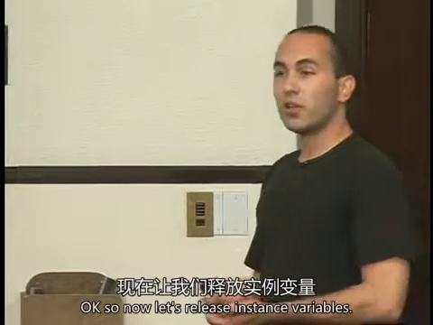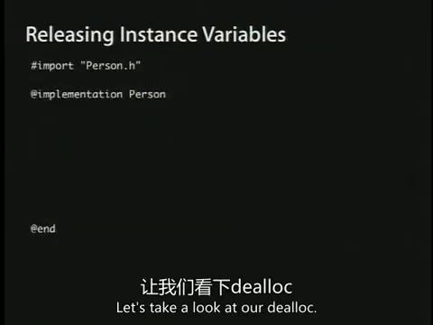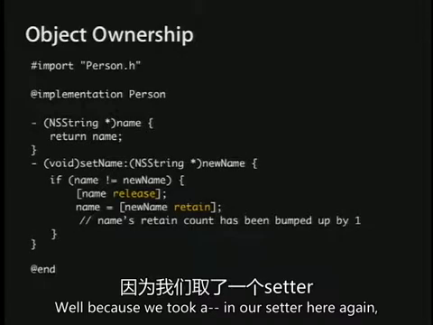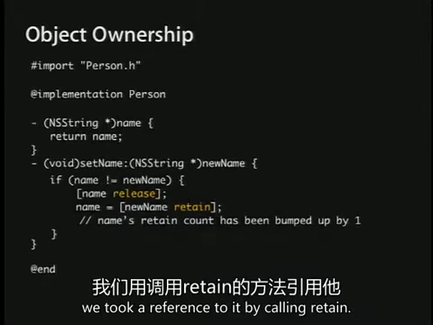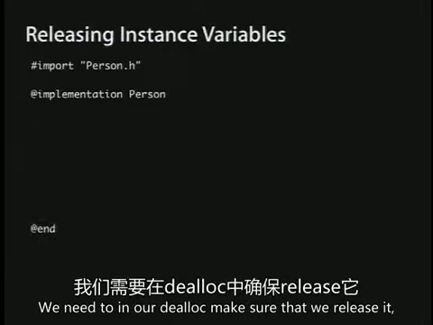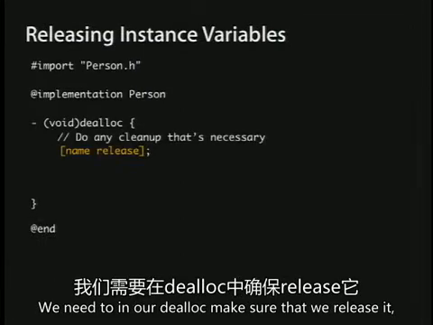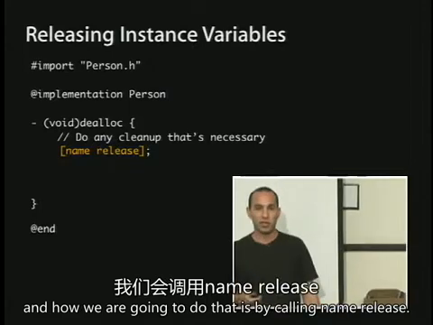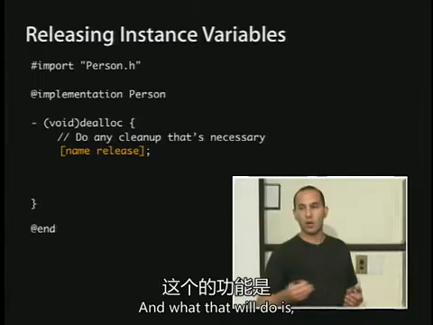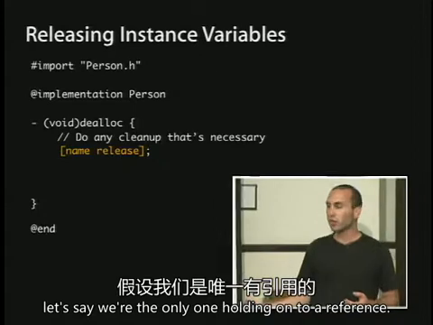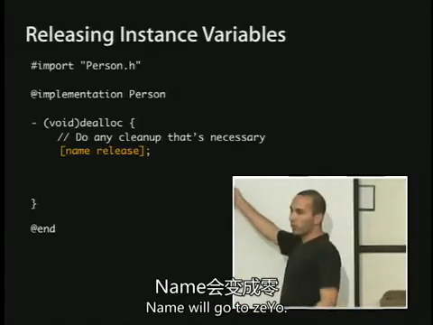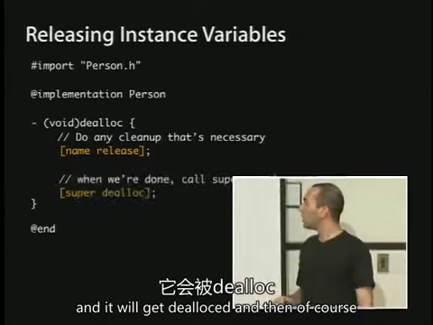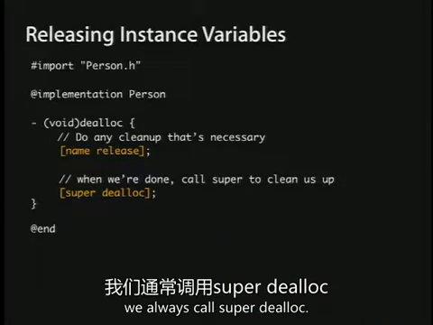Okay, so now let's release instance variables. Let's take a look at our dealloc. Because we took in our setter here, we took a reference to it by calling retain. We need to, in our dealloc, make sure that we release it. And how we're going to do that is by calling name release. What that will do is, let's say we're the only one holding on to a reference. The retain count will go to 0 at that point, and the object will get dealloced. And then, of course, we always call super dealloc.